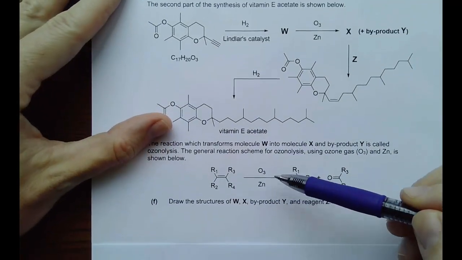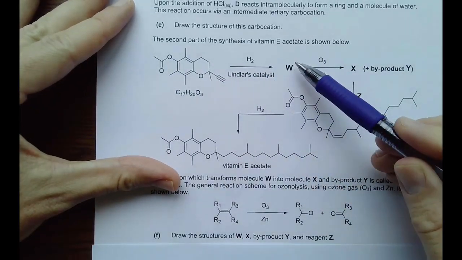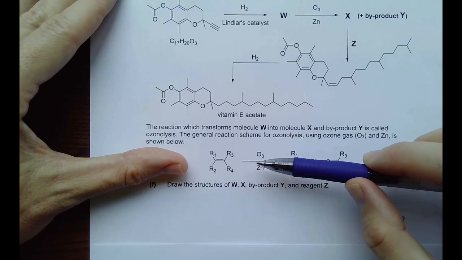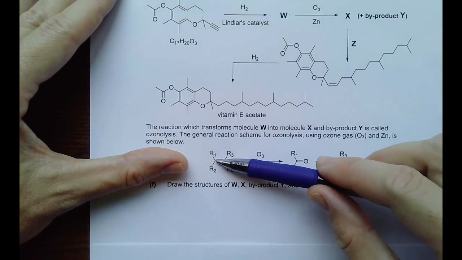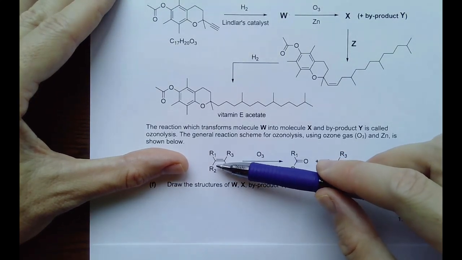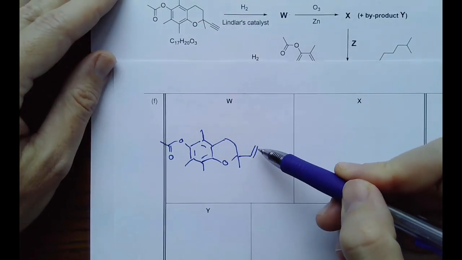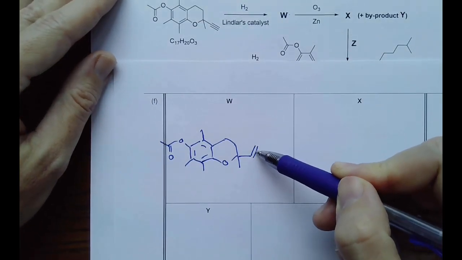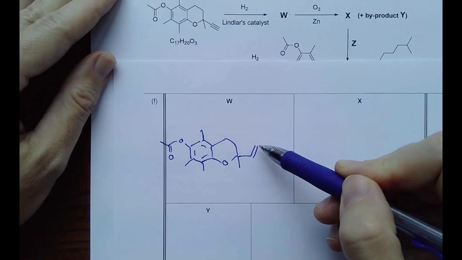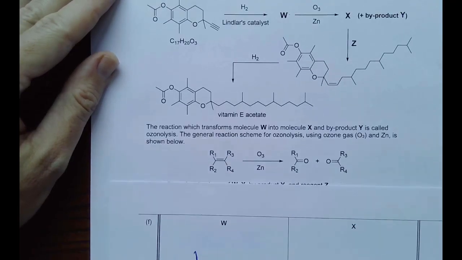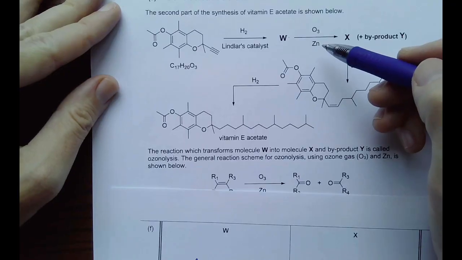Why is this important for this first step? The reason it's important is because in order for the ozonolysis to happen, I need a carbon-carbon double bond. So the fact that I need a carbon-carbon double bond gives you that hint that Lindlar's catalyst is going to selectively reduce to the alkene rather than reduce all the way to the alkane. Because if I reduce all the way to the alkane, I cannot do this ozonolysis reaction.